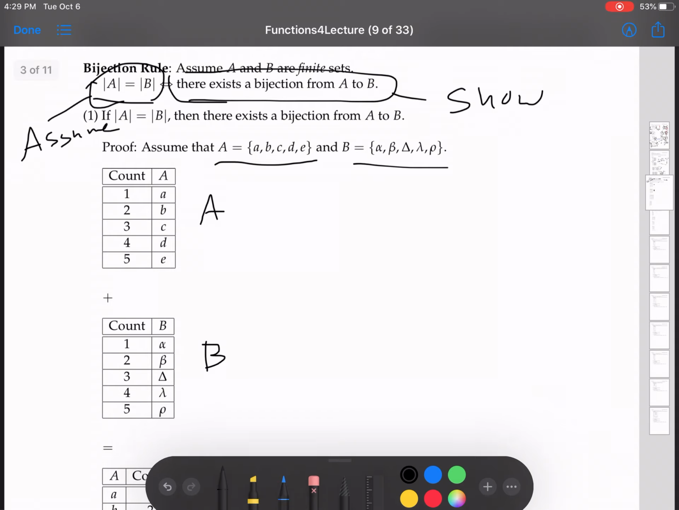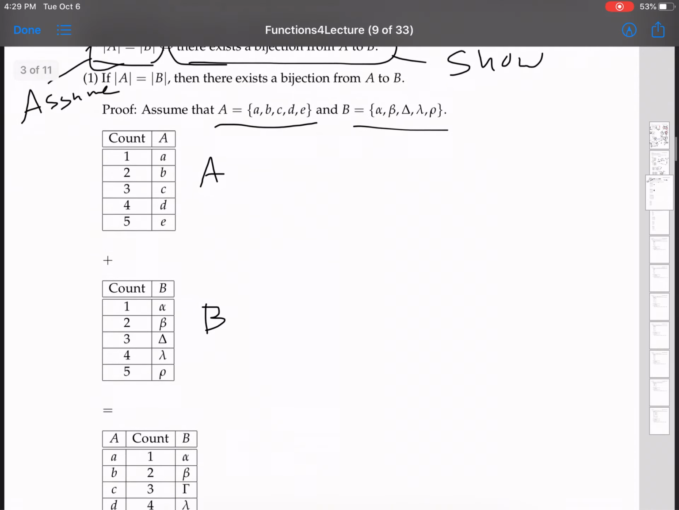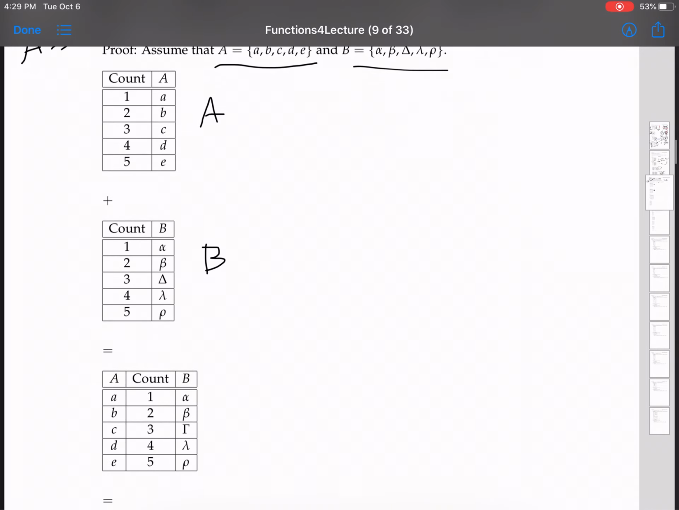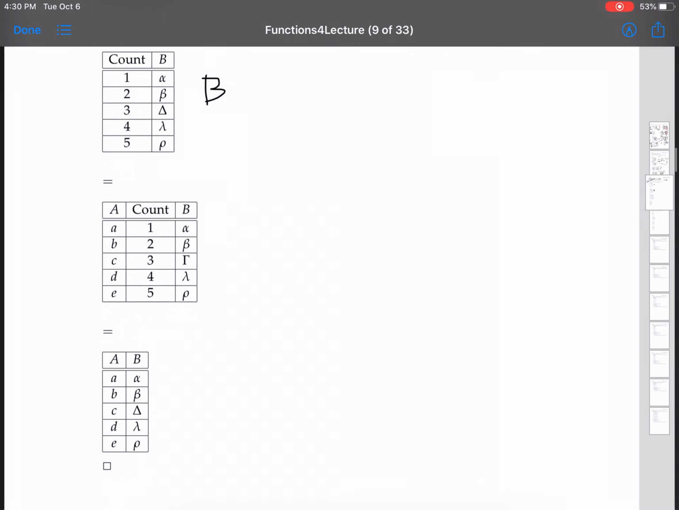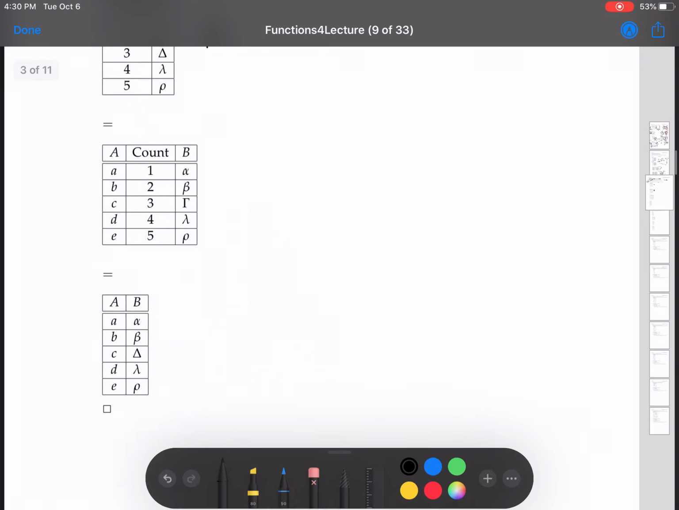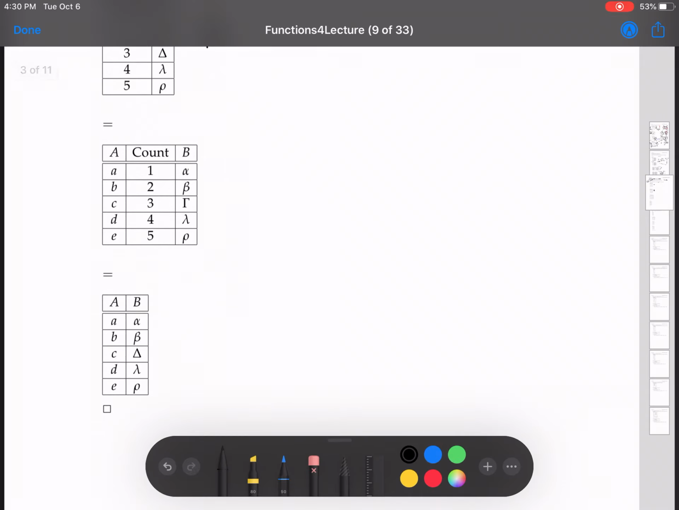As we saw before, we can put those together in the same table with the count column down the center. Why even worry about the count column? We can just eliminate it and get a bijection. How do we know that's a bijection? Well, let's just check again real fast. These are all different. There's no D and E's, and these are all different. Okay, so that's a bijection.